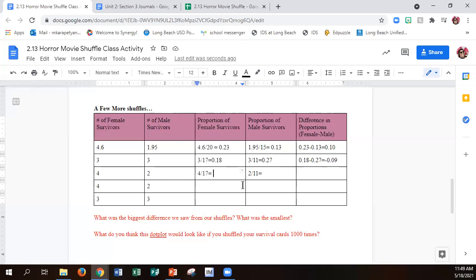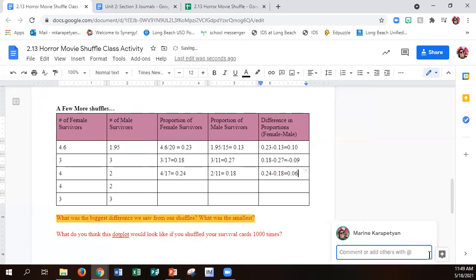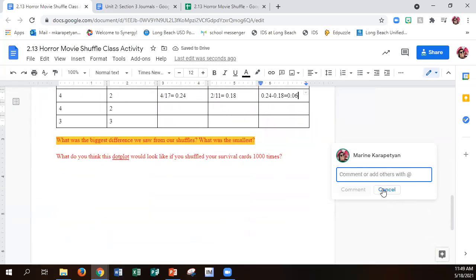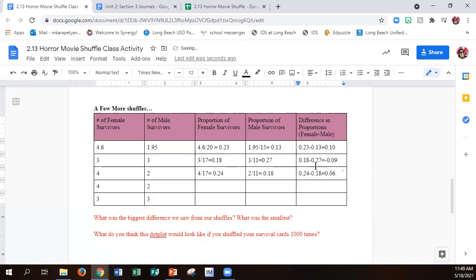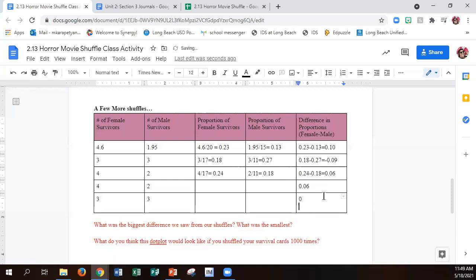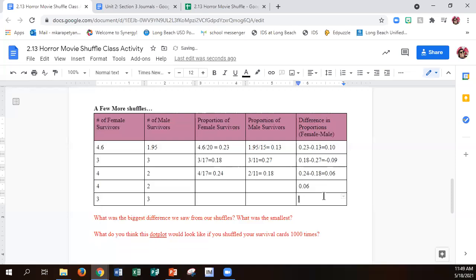Okay, so for this one, we have 0.24. 2 divided by 11, 0.18. So over here, 0.24 minus 0.18 will be 0.06. And then, of course, these repeat, right? 0.06 and then negative 0.09.